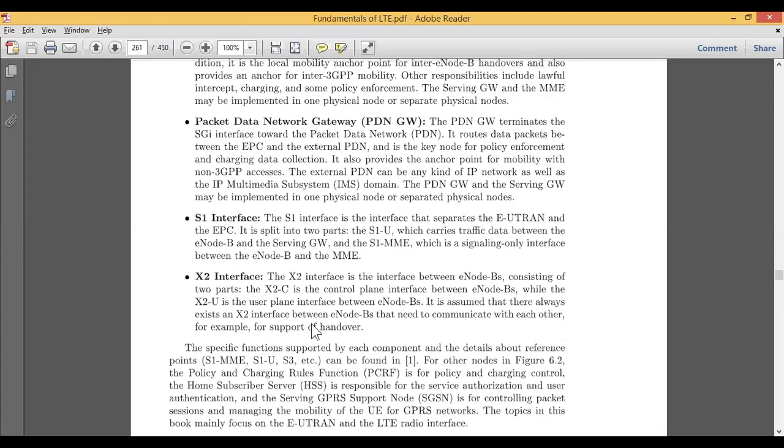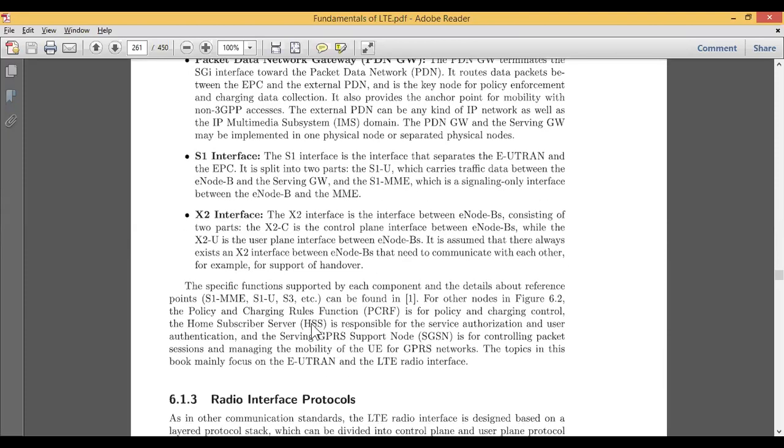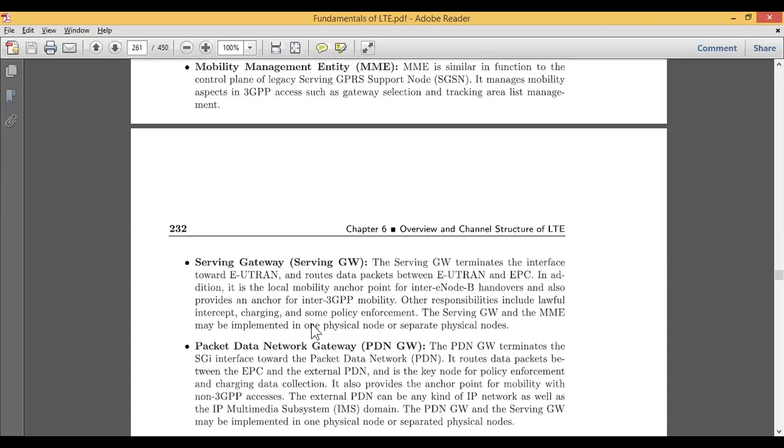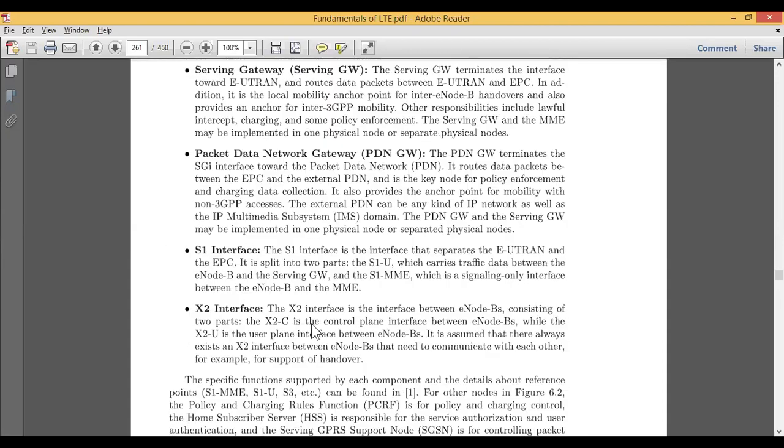And we have the S1 interface and the X2 interface. We have studied in detail how these S1 and X2 interfaces are responsible, because we have the LTE structure where we have a user plane and a control plane. That user plane and control plane are split or divided into the S1 interface and the X2 interface. These are responsible for the communication between inter and intra cells. Based on those rules, the complete network architecture is dependent.